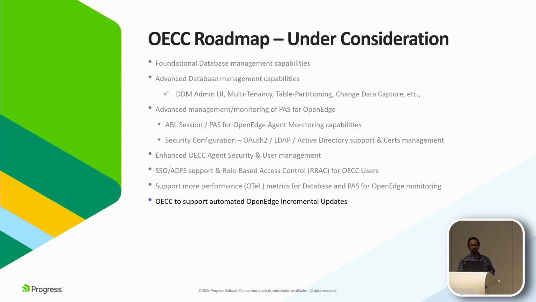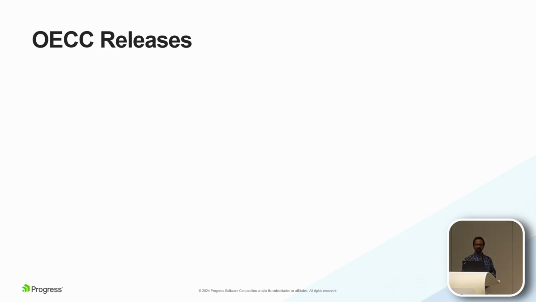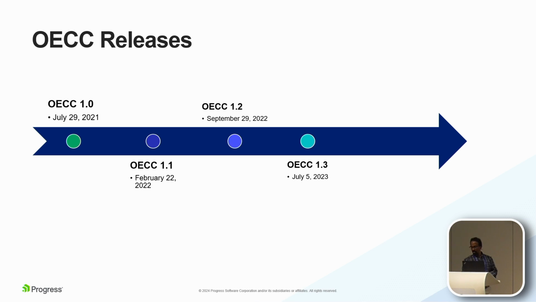Automated updates for OpenEdge. Before even managing this, we want to make sure the OpenEdge Command Center server is able to deploy and automate its agents first. And then we will extend that to the OpenEdge deployments. So these are some of the futuristic items that we have. This shows the releases that we did so far. And the upcoming release, we are targeting next year, Q1. It has a bunch of capabilities that we focused on, and with enhanced security.